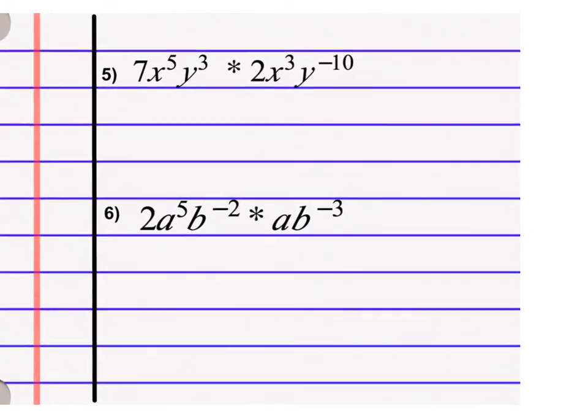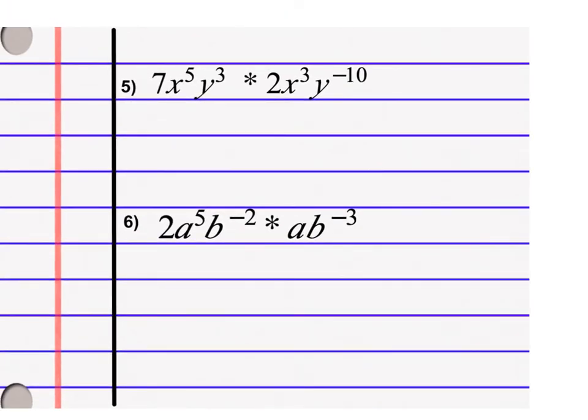All right, now let's get into some problems. Number 5: 7x to the 5th, y to the 3rd, times 2x to the 3rd, y to the negative 10th. Number 6, give yourself a little space: 2a to the 5th, b to the negative 2, times a times b to the negative 3rd. So first of all, I can see this is a multiplication problem.